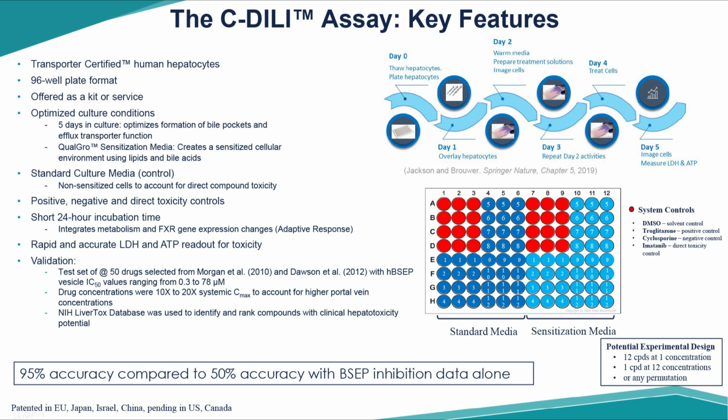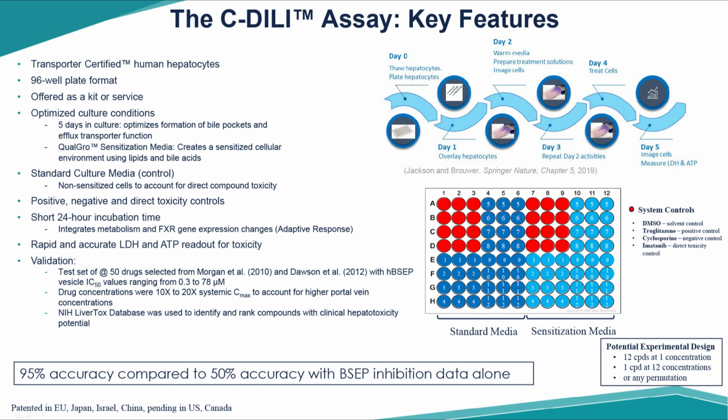So our C-DILI assay uses the transporter-certified human hepatocytes. It's in a 96-well plate format. You can get it as a kit or a service. We've optimized these culture conditions with various medias, so they kind of sensitize the cells so you can get a response in a 24-hour exposure period. We use our standard culture media just as a control for what we call direct hepatotoxicity. And so we have positive, negative, and direct toxicity controls for this.